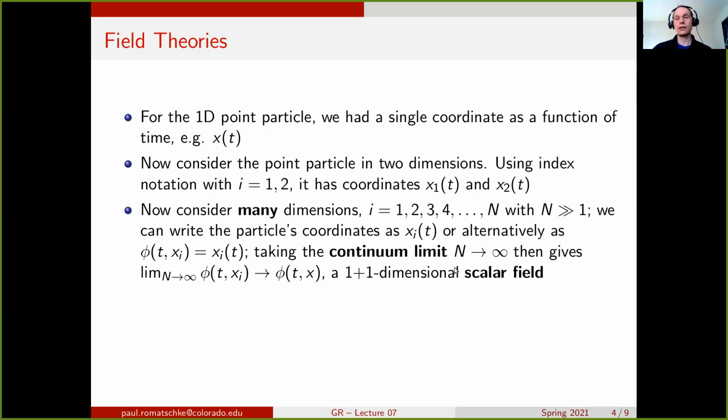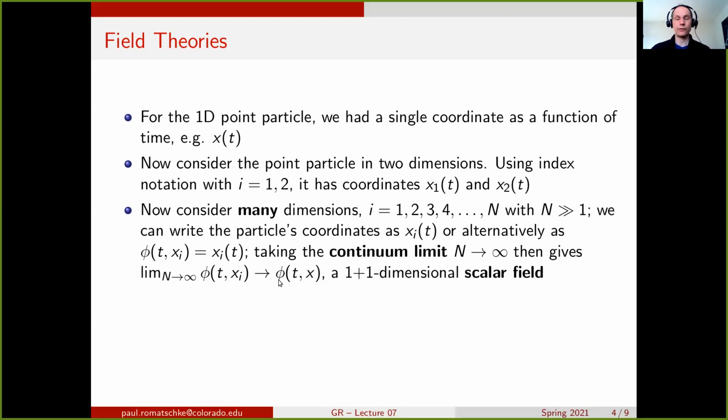If we now take the continuum limit n going to infinity, then the continuum limit of this notation phi of t and x_i can be written simply as phi of t and x, where x is now a continuum variable that ranges from -infinity to +infinity. It is, if you want to, the continuum limit of having many, many coordinates in which this one point particle can live, and it's taking this to extreme by saying we have an infinite number of possible coordinates, and then what we get is this one-dimensional field theory.